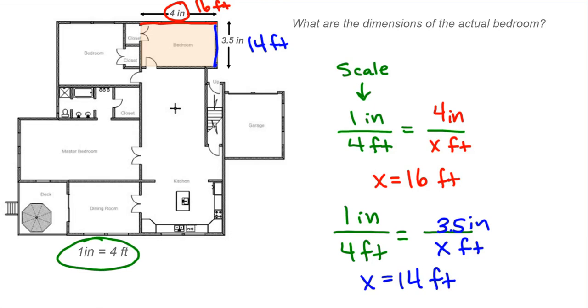So again, using the proportions. So the idea here is using proportions because these relationships and these drawings and models are all proportional to their actual objects. So we use proportions to find missing measurements and the scale.